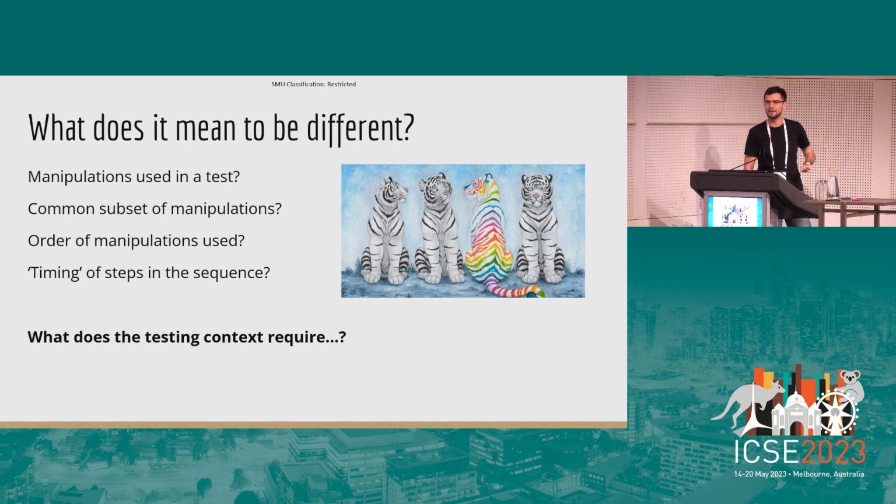Over here, I have some white tigers, and one of them has a rainbow. Depending on what you're trying to test, maybe a tiger with a different color is fine. But maybe in another context, you want to generate a completely different animal altogether, a kangaroo. So that's the analogy that I want to go with here.